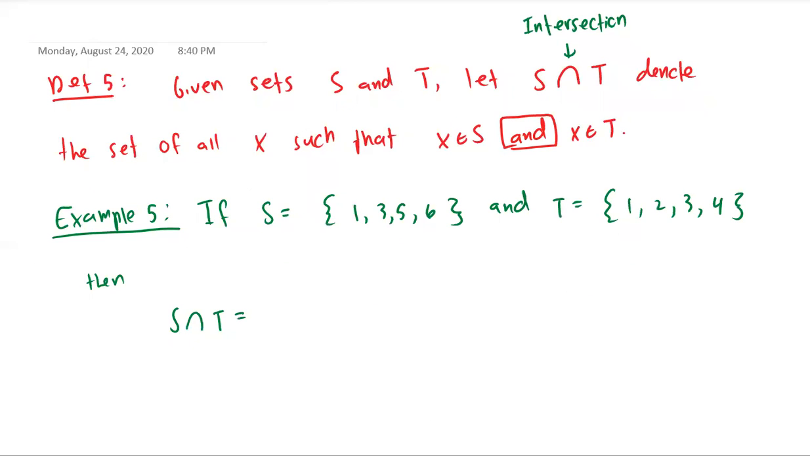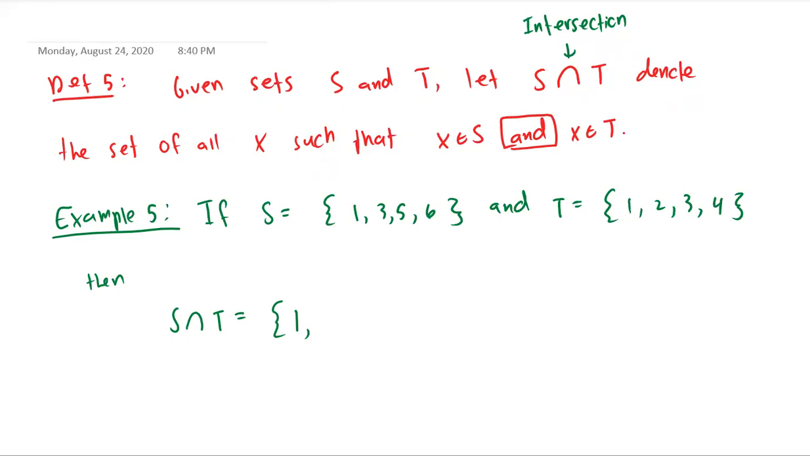Well, we look at elements that lie on both sets. So 1 is in the set S, and 1 is in the set T. Okay, so 1 lies in both sets, so we include it in the intersection. 2 is in the set T, but 2 is not in the set S. Since 2 is not in both sets, we don't include it.